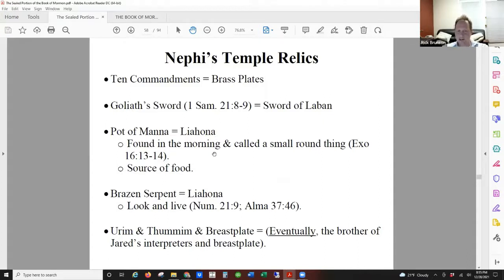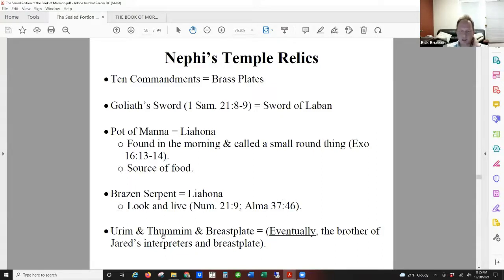The pot of manna that was in the Ark of the Covenant was likely represented by the Liahona. It's interesting that both the manna and the Liahona were found in the morning, and they were both called a small round thing. And both were a source of food, obviously, the Liahona leading Nephi's party to get food and things. The brazen serpent is also represented by the Liahona. If you look to the brazen serpent and live, remember that story in Numbers. And also Alma compares the Liahona, that we must look to Christ and live like Nephi looked to the Liahona.